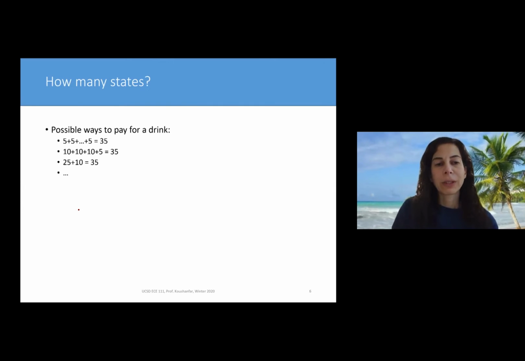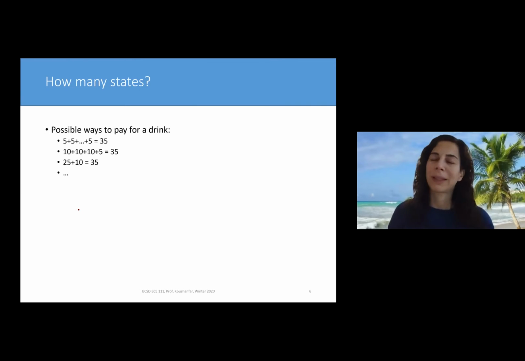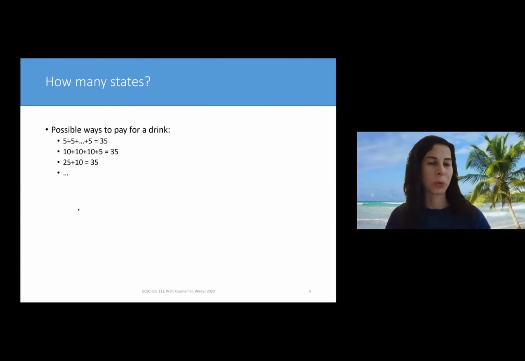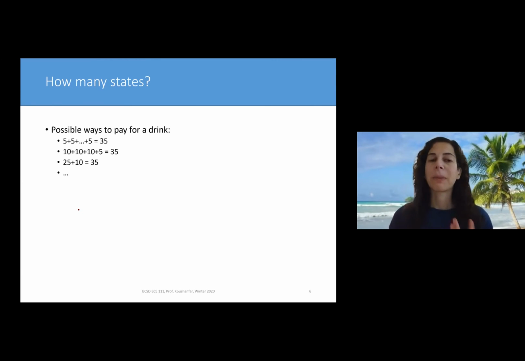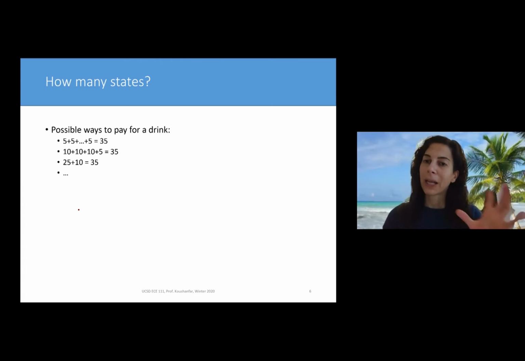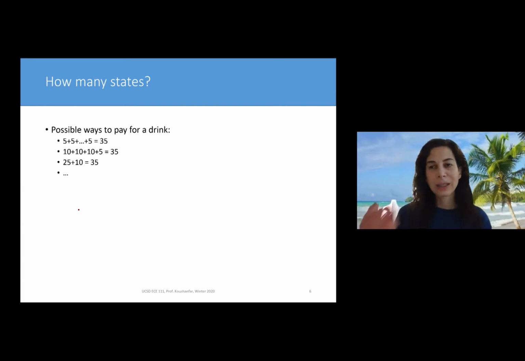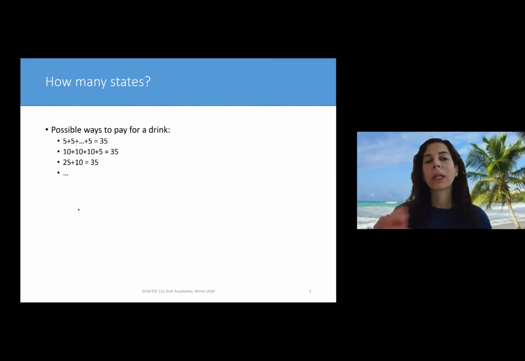Now, imagine that we are in that state. First of all, as I mentioned, there are many different ways to express this finite state machine. There is no one way to do it, but there are many possible ways to pay for the drink. And here are some examples of that. But no matter what, we are always going to start from scratch, from zero. And then depending on how much money you have in the machine, the next state is going to be determined by what kind of input you get.